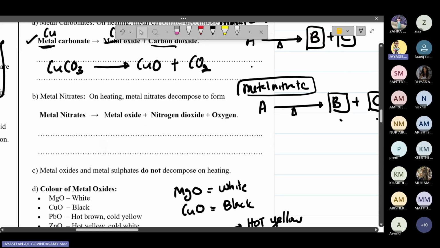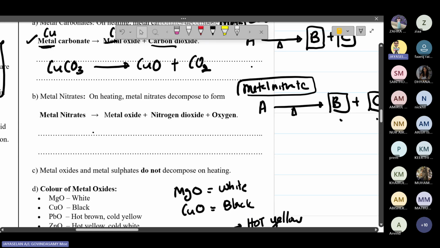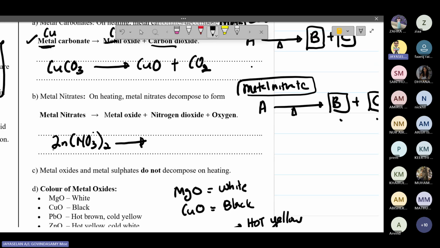Okay, we take one example. Cara nak buat. I take copper(II) nitrate. Tak, copper(II) nitrate lah. Kita ambil zinc nitrate. Heated. What is the metal present? Zinc, right? So kamu tukar ni dengan zinc je lah. So what is the product? Zinc oxide and nitrogen dioxide. What is the formula? NO2. And oxygen, what formula? O2.